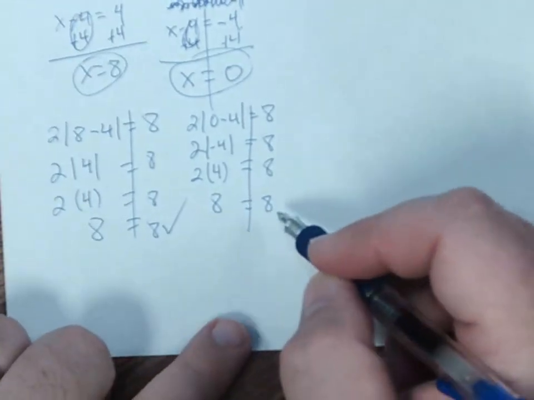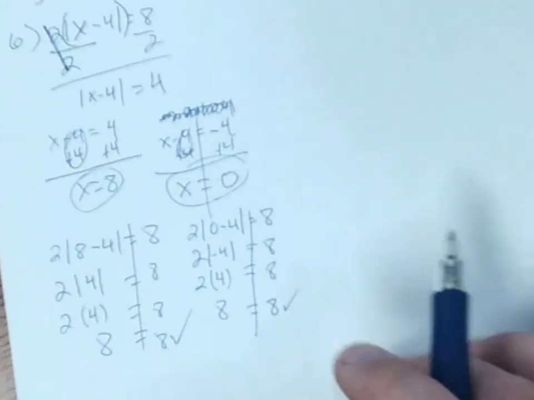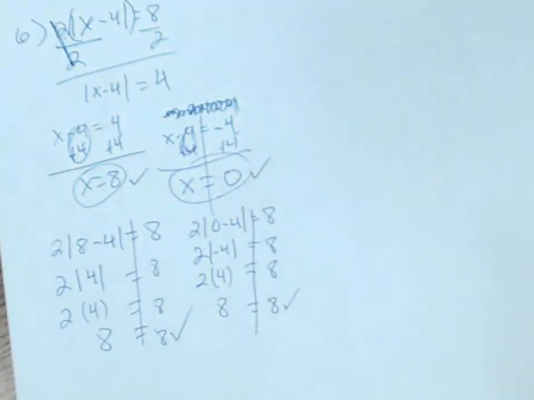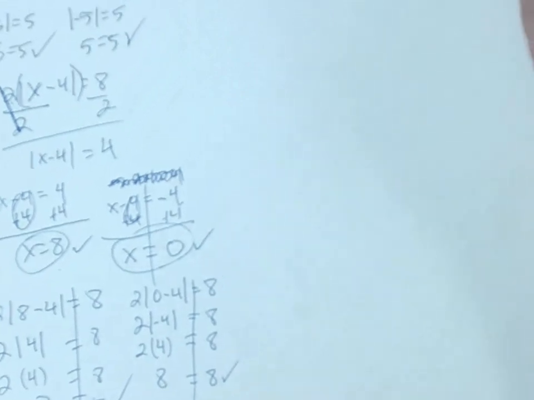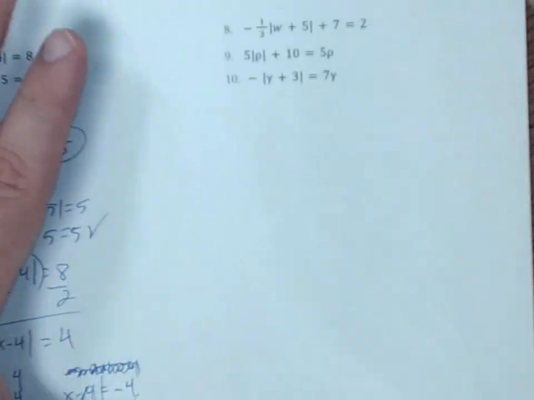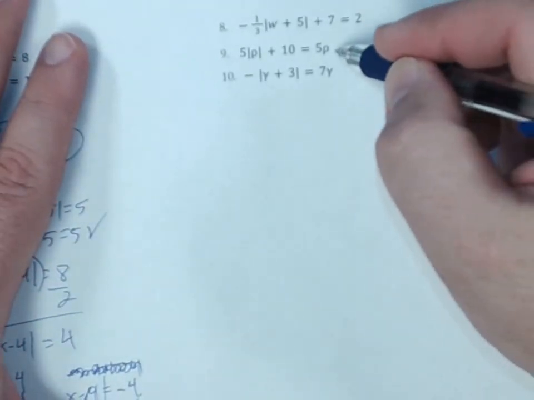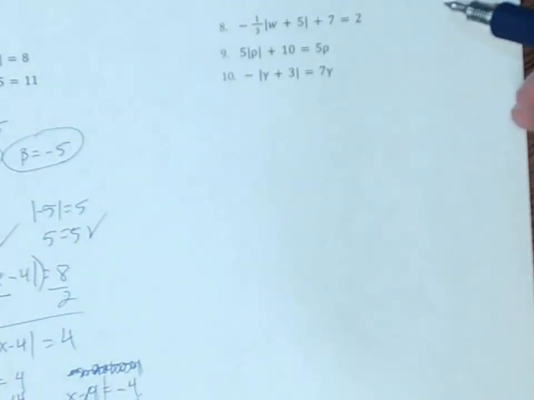Boom! Is 8 equal to 8? It is a true statement. Both of these are solutions, which is awesome. I know I said I was going to do 7, but I actually think that I want to do number 9 for you because there's a variable over here, and I'm afraid you guys are not going to like that very much. You're going to say, how do I deal with that?